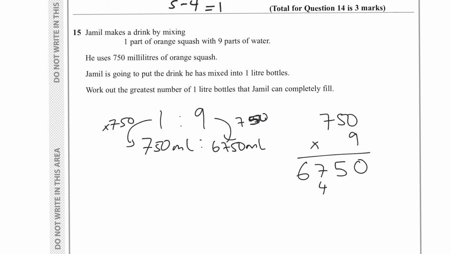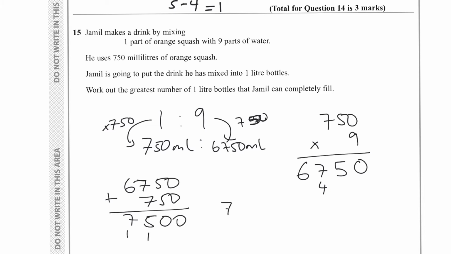So what we are then going to do is add those two values together. So then you're going to have 6,750 plus 750, which will be 0, 0 carry the 1. Then you've got 14 plus 1, which is 15, carry the 1, so you've got 7. So he makes essentially 7,500 mils of this mixture drink.